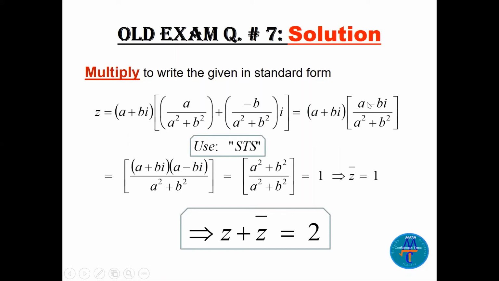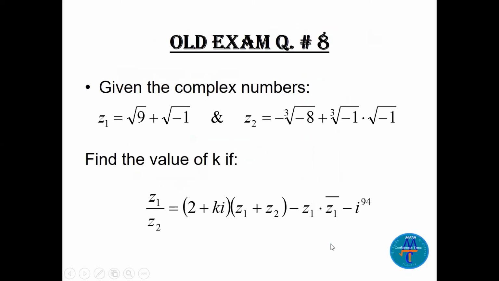Now you multiply the numerator here because this is over 1. So that's the formula, exactly STS. a plus bi times a minus bi becomes a squared plus b squared. All these cancel together, so z is 1 plus 0i. The conjugate, 1 minus 0i. When you add z and z bar, it's 2. Really nice question. You will laugh.